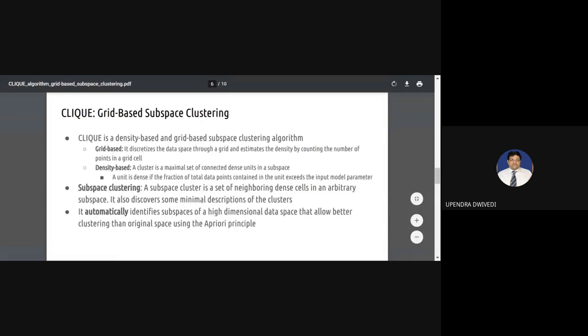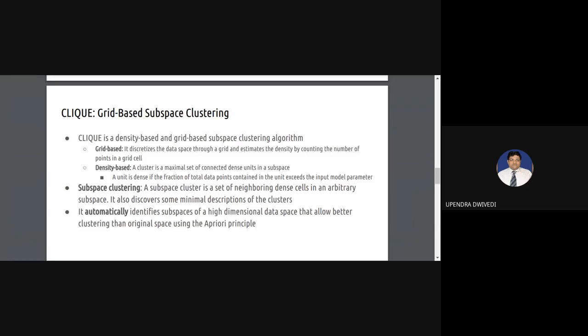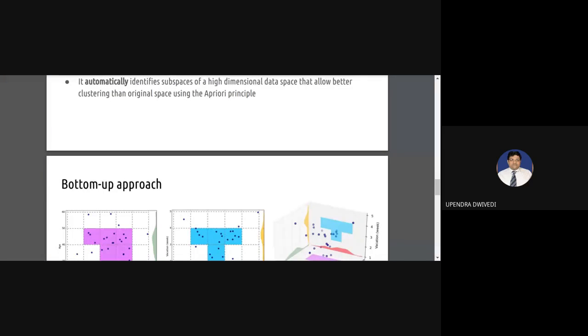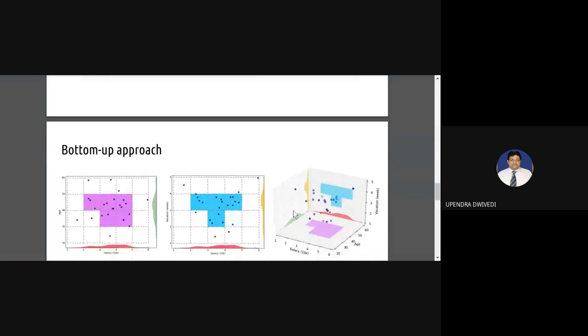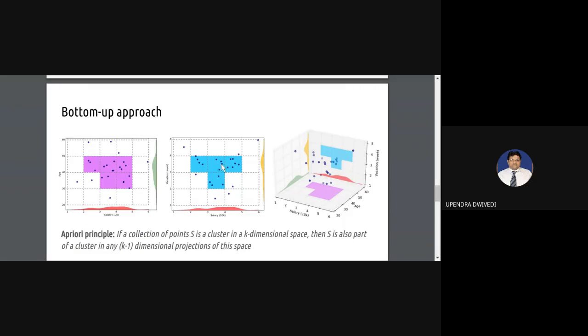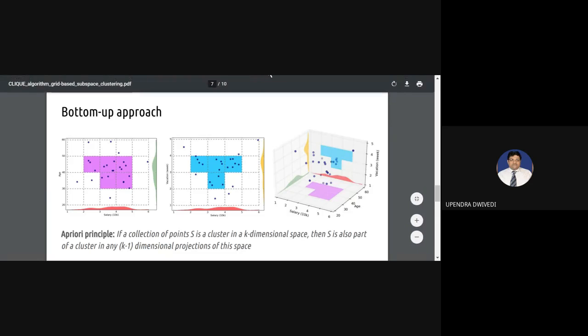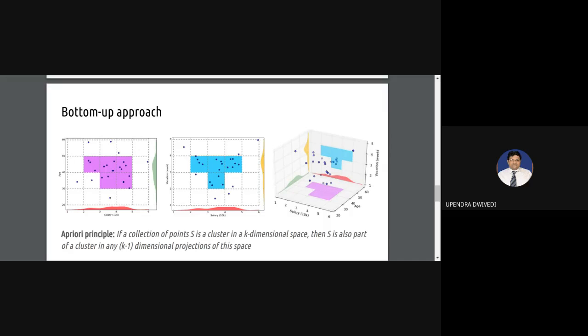I will suggest that you go to subspace-based clustering. A subspace-based cluster is a set of neighboring dense cells in an arbitrary subspace, and it automatically identifies subspaces of a high-dimensional data space that allow better clustering than the original space, using the Apriori algorithm. This is a bottom-up approach. I will leave it to you to go through the whole document and find out more.